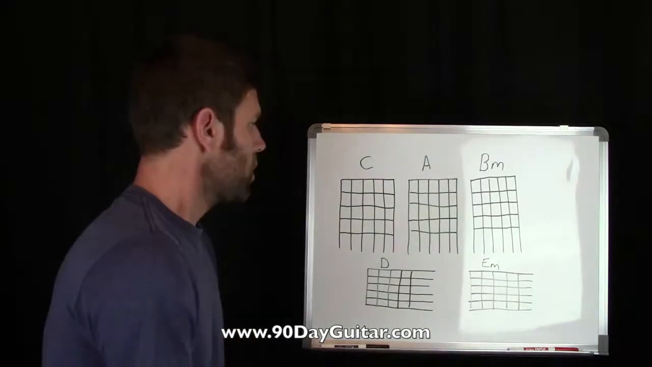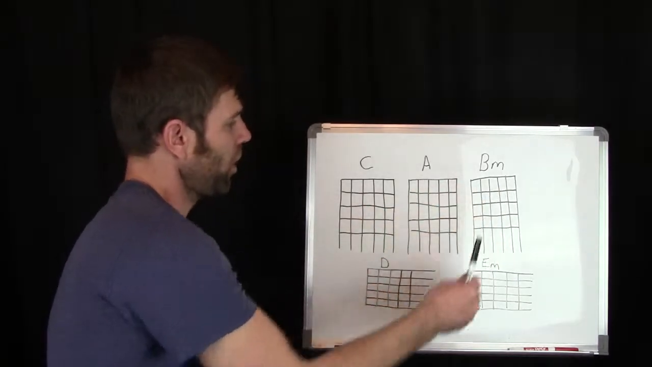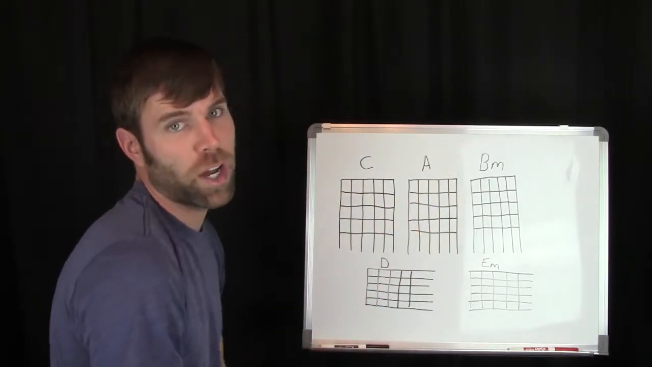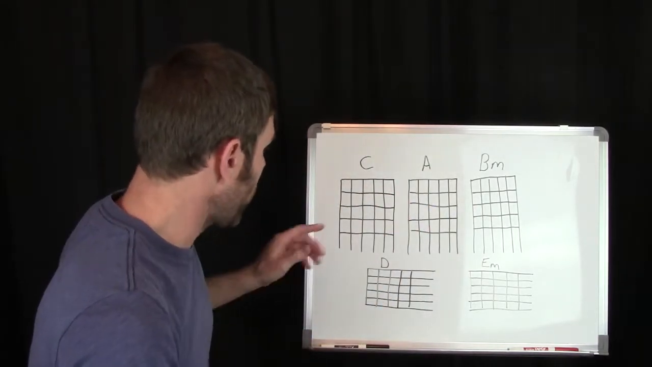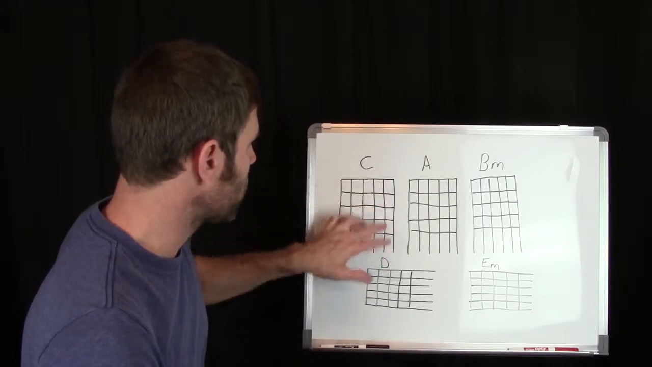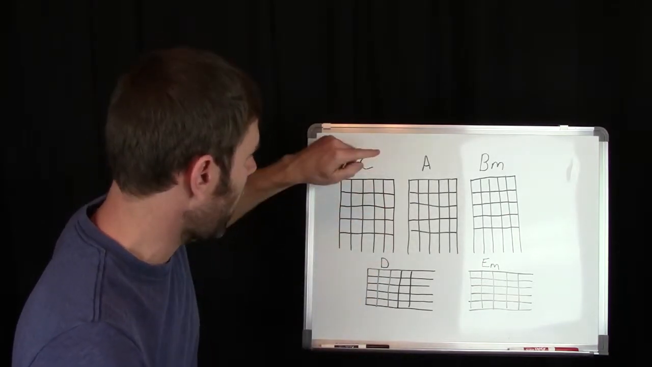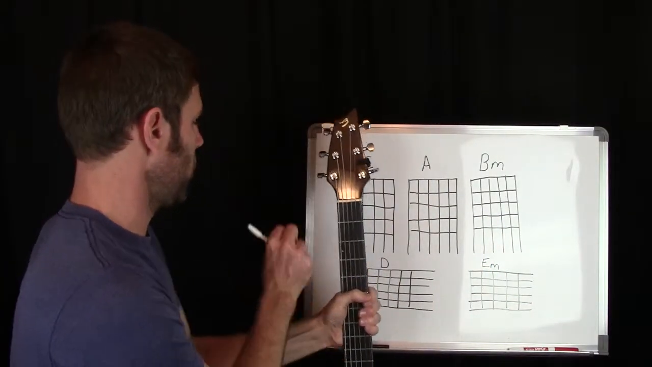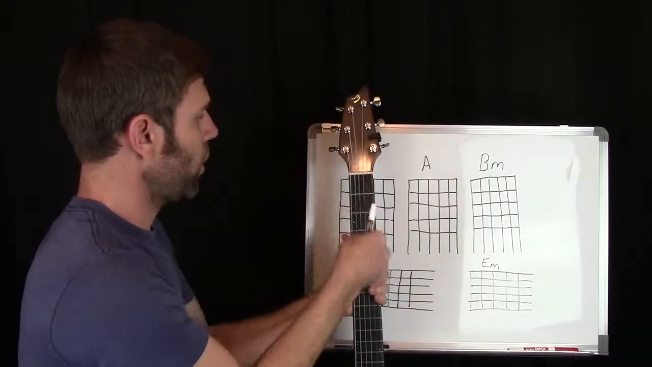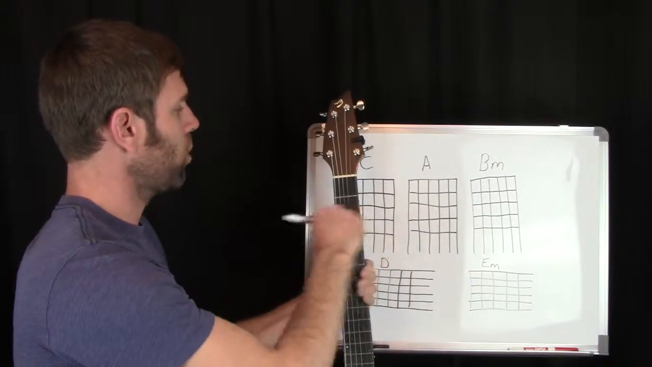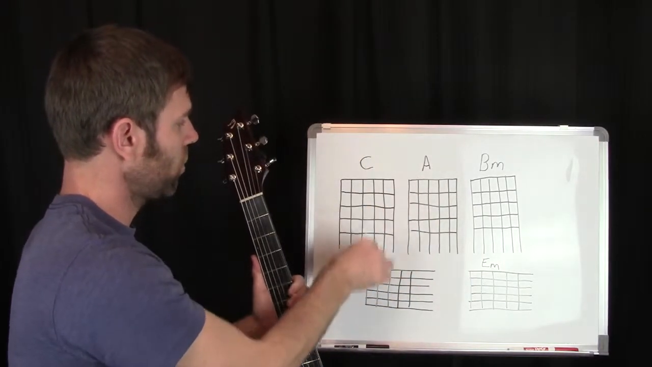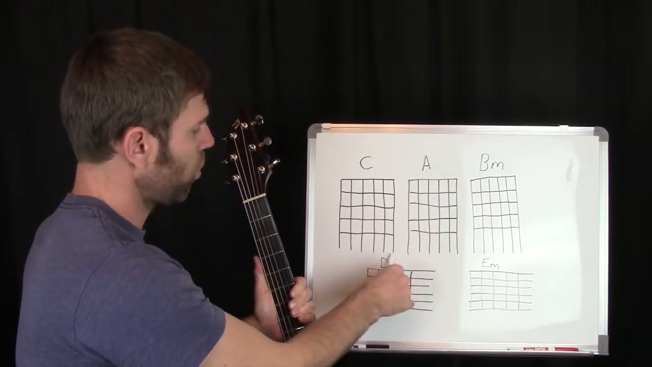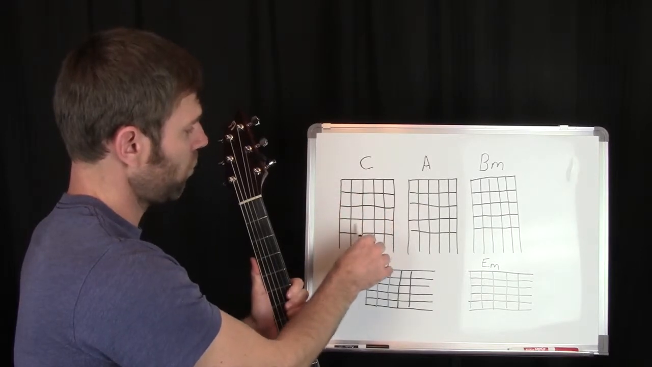So here we go. As you can see, I've got a few different diagrams written up here and I've got chord names written on top. Right off the bat, when you see something like this, you are looking at a guitar fretboard. Strings going down and frets going across. So strings 6, 5, 4, 3, 2, 1, fret 1, 2, 3, 4, 5.